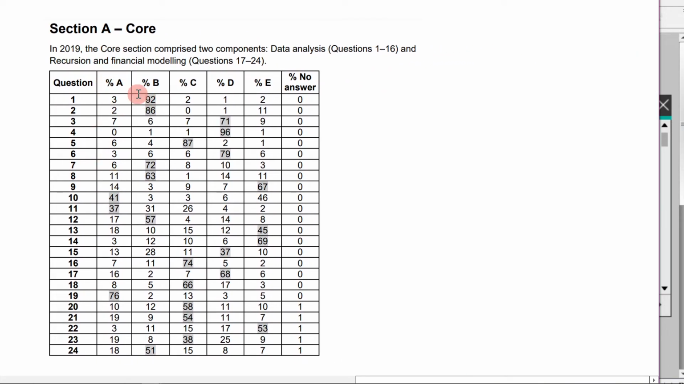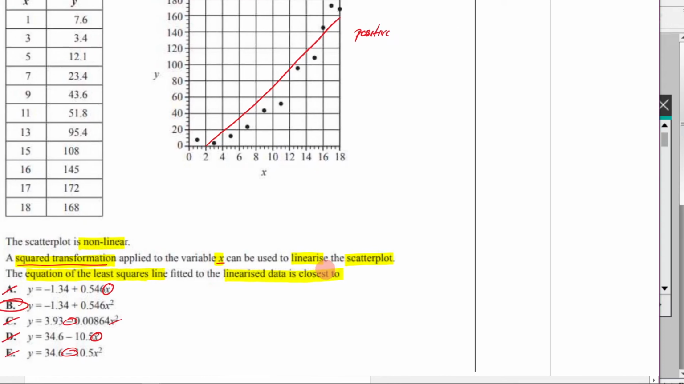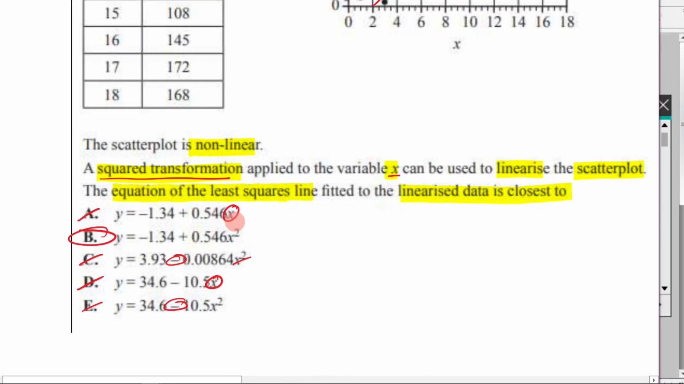Now, let's also look at our breakdown. So this is what VCAA provides us. And we were dealing with question 12 there. So as you can see, the answer was B, and 57% of people got it correct. Some common incorrect answers were A and D. Now, why were people getting confused with A and D? Well, if we look over here, what does A look like? Well, as you can see, B is my answer. The only difference between A and B is that little squared there. So people forgot to square the X.